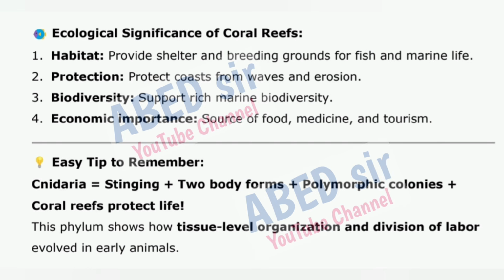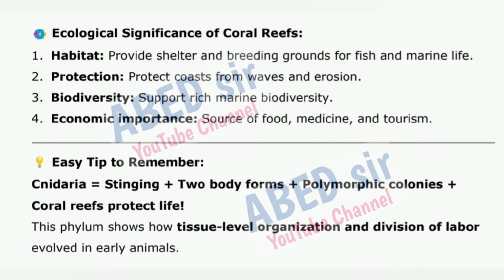Ecological significance of coral reefs. 1. Habitat: provide shelter and breeding grounds for fish and marine life. 2. Protection: protect coasts from waves and erosion. 3. Biodiversity: support rich marine biodiversity. 4. Economic importance: source of food, medicine, and tourism.